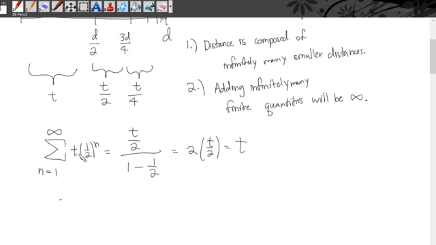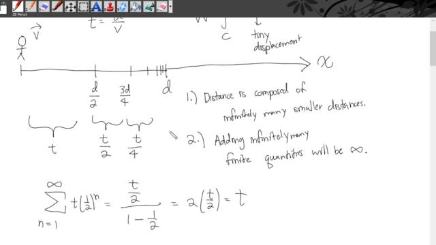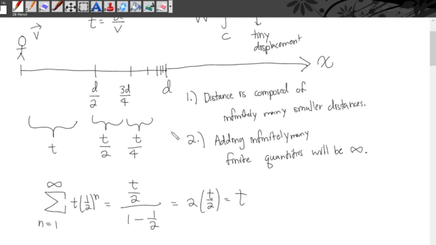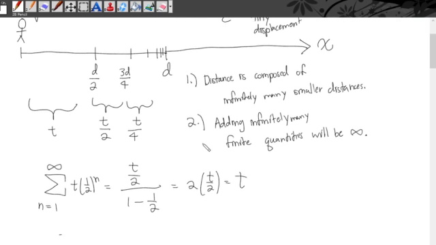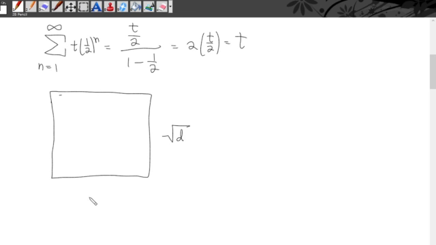And so if we plug in any value for this first time interval, any value for t, we can see that it would be finite. And so that's one way to show that this paradox doesn't work, because the second premise is invalid. Another way is actually just to use a square. So let's say we have a square, and let's say each of the side lengths of this square is just root d.